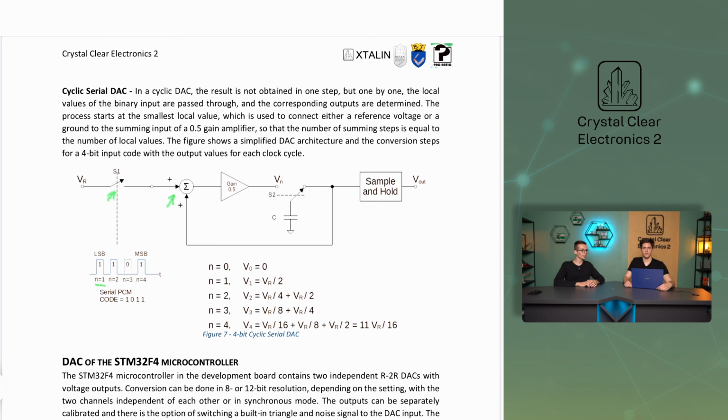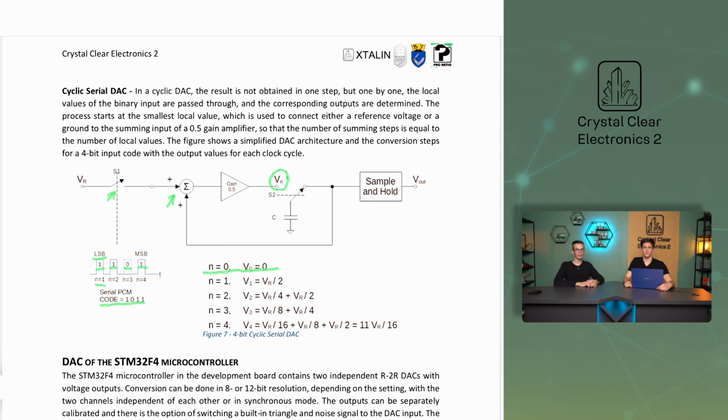Let's take a closer look at this. On the left, you can see the digital number we want to convert to an analog signal. This number is 1011 in binary, but since we start the conversion with LSB, the smallest local value, it will be 1101 in reverse order. The voltage V0, 1, 2, 3, 4 is always measured here at the symbol Vn. Initially, the system is in the default state, so in iteration 0, when n is equal to 0, the voltage is 0. So V0 is equal to 0.